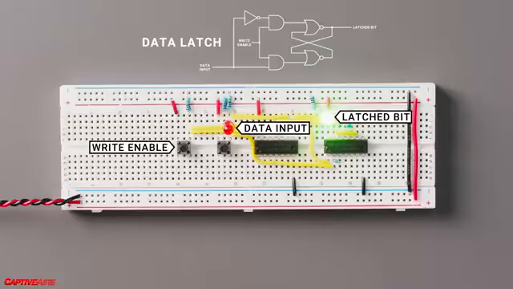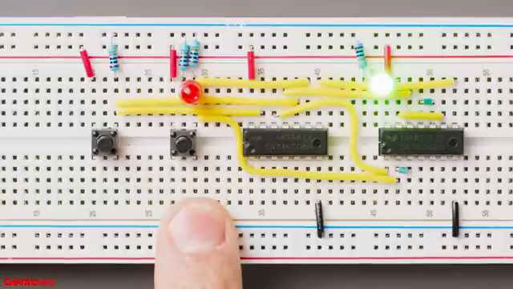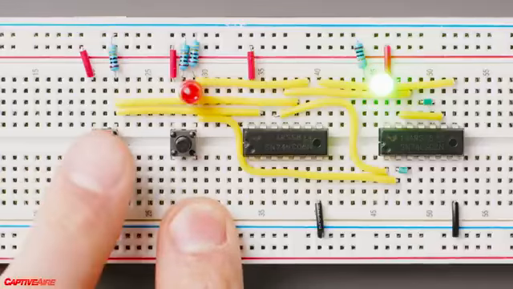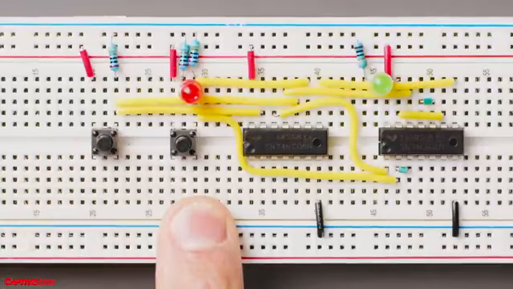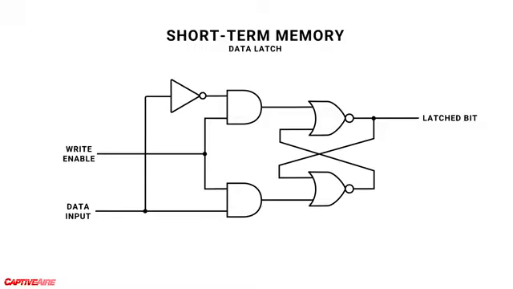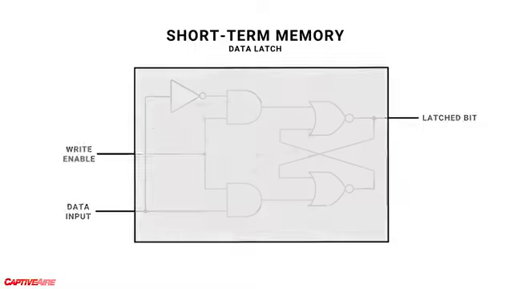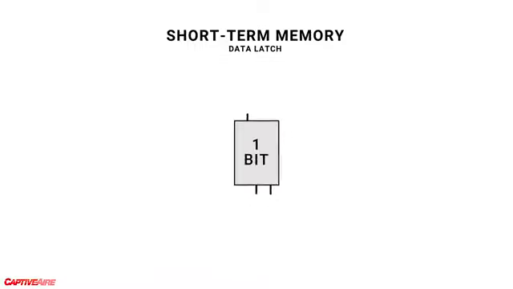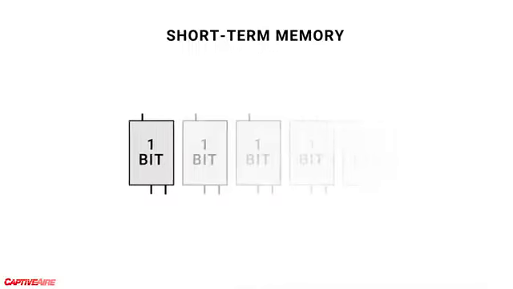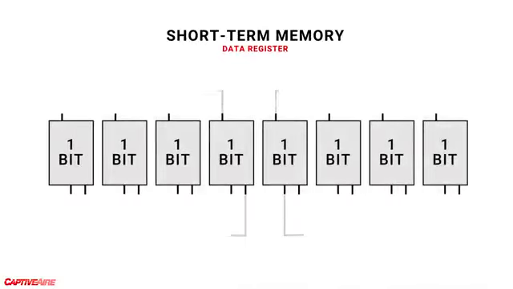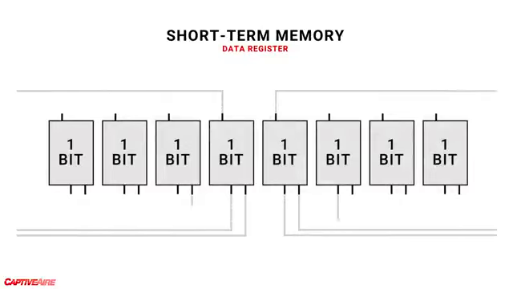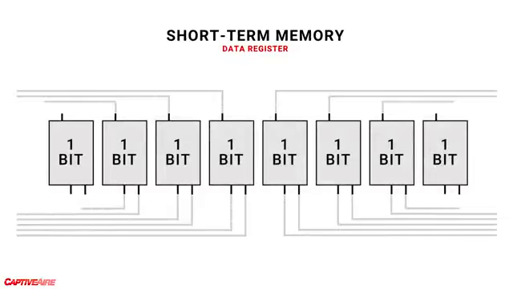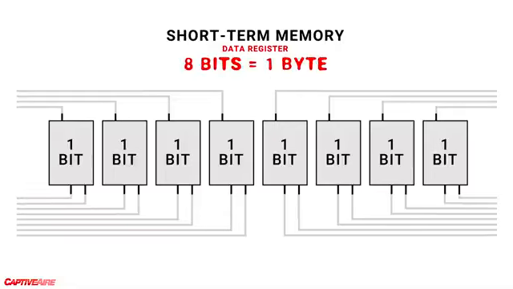But now I want it to remember again, when the input is 0 because I'm not pressing the button. You can see now that it does remember. It stored that moment in time as a 0. So this data latch uses logic gates to store data as either a 0 or a 1. And 1 bit might not be so useful, but we can scale this up. For example, we can put 8 of these together in a row, making what's called a data register that stores 8 bits, which is also the definition of 1 byte.